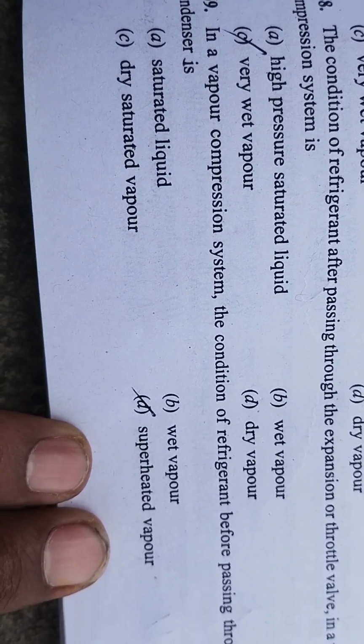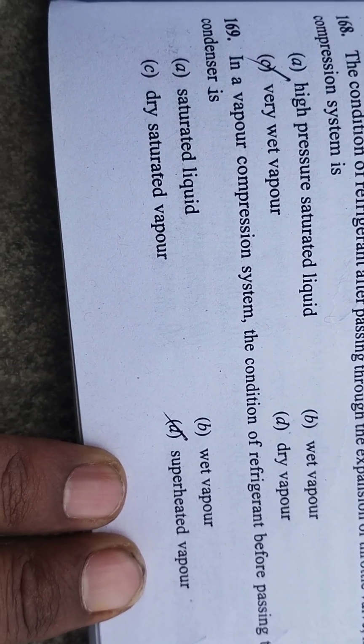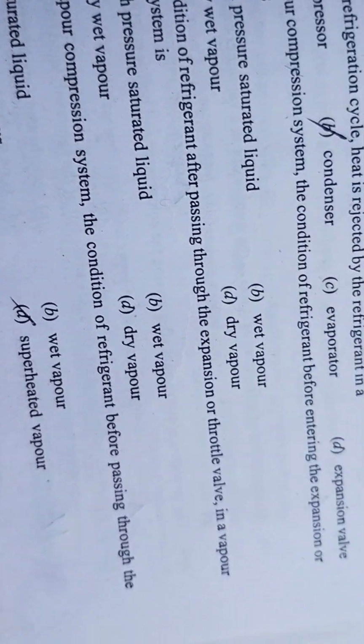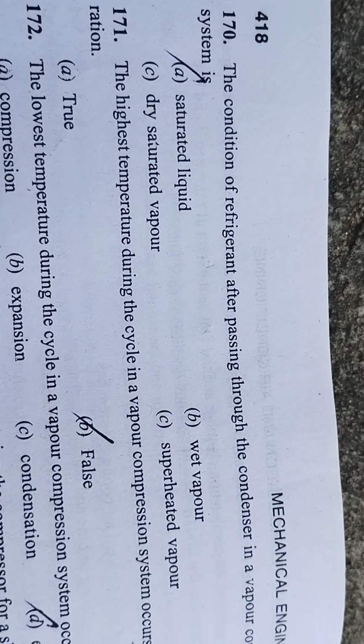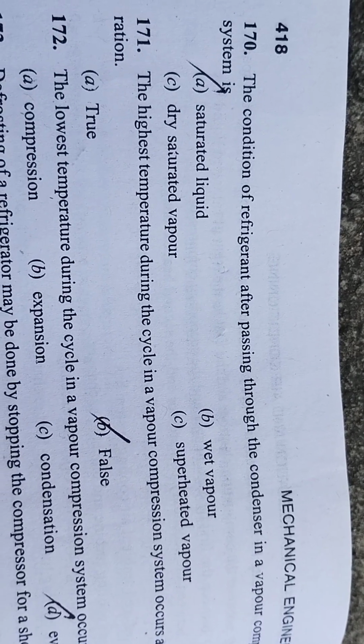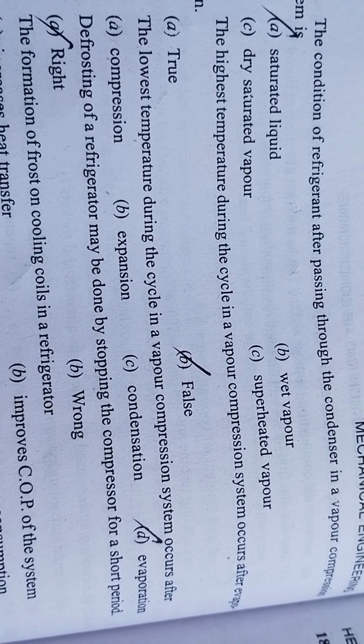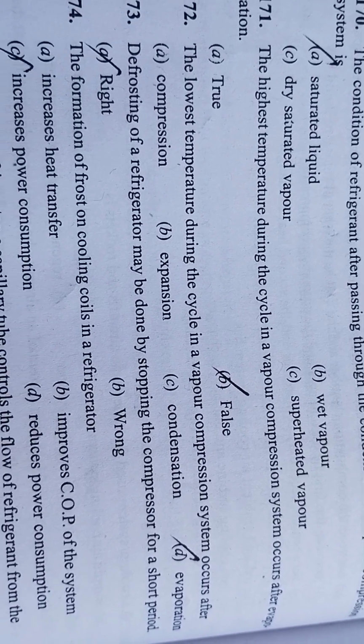The condition of refrigerant after passing through the expansion or throttle valve in a vapor compression system is very wet vapor. In a vapor compression system, the condition of refrigerant before passing through the condenser is superheated vapor. The condition of refrigerant after passing through the condenser is saturated liquid.